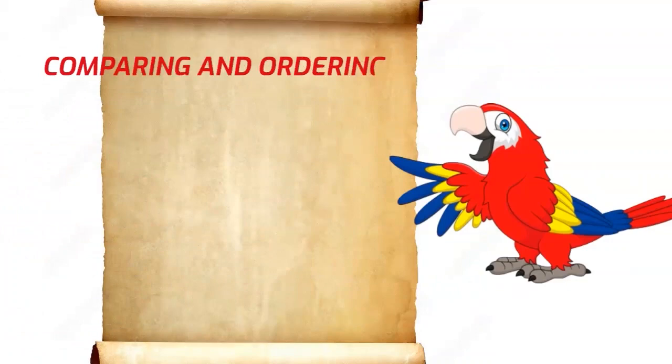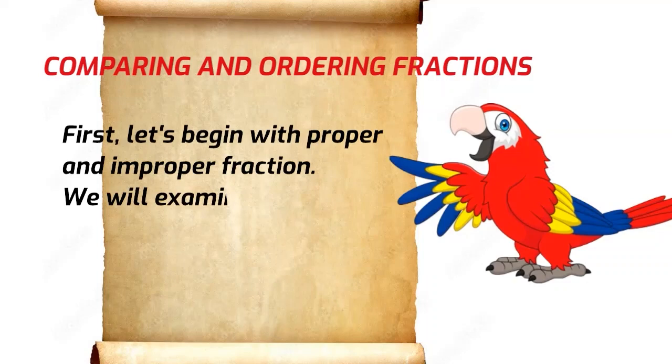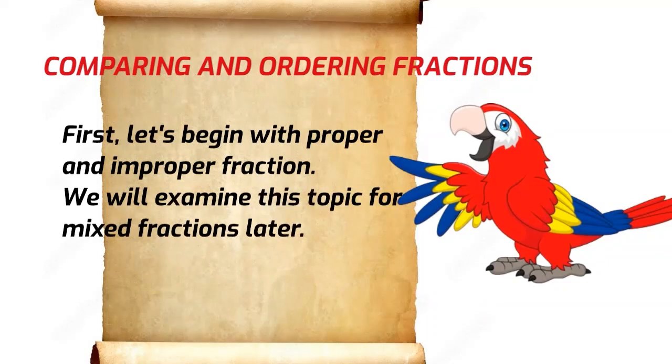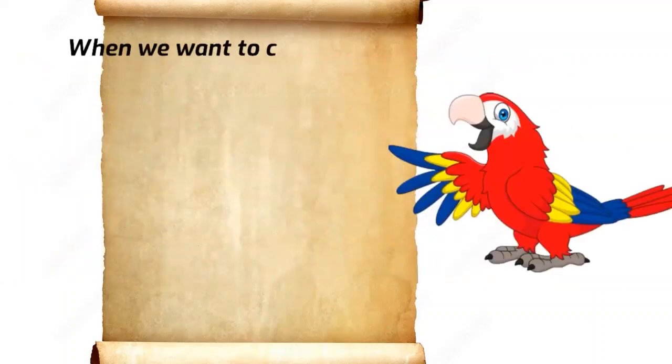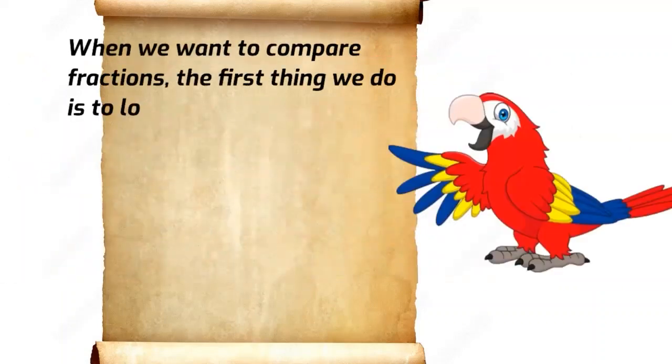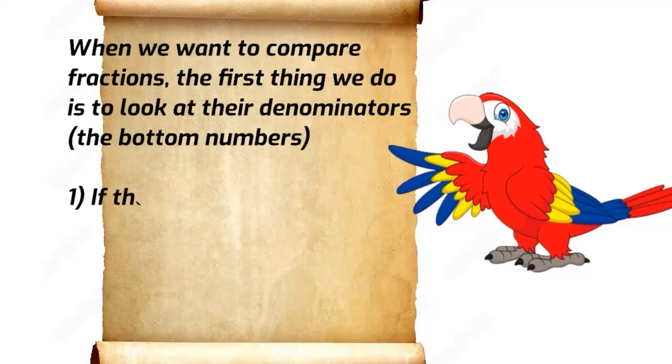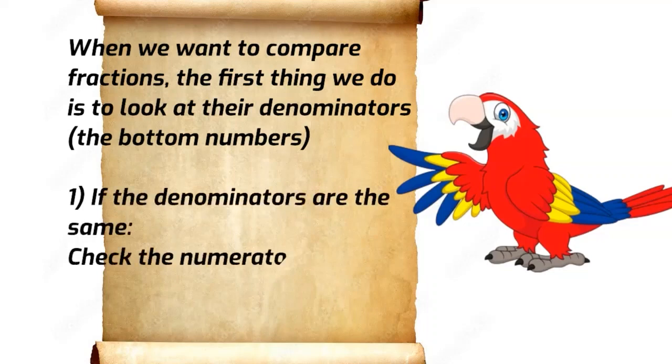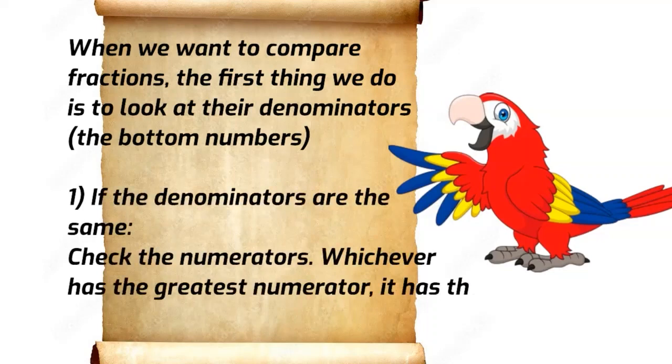Let's move on to a new topic, comparing and ordering fractions. First, let's begin with proper and improper fractions. We will examine this topic for mixed fractions later. When we want to compare fractions, the first thing we do is look at their denominators, the bottom numbers. First, if the denominators are the same, check the numerators. Whichever has the greater numerator has the greater value.